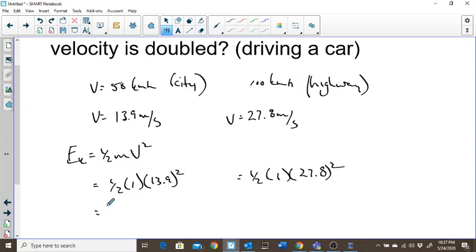All right, so let's calculate 13.9 squared times 1 divided by 2. And that's equal to 96.6 joules. The value of the number doesn't really matter. Let's calculate this one over here. 27.8 squared times 1 divided by 2 equals 386.4 joules.